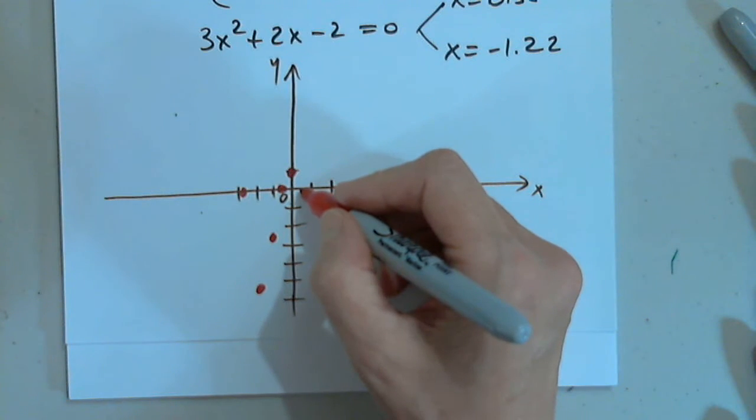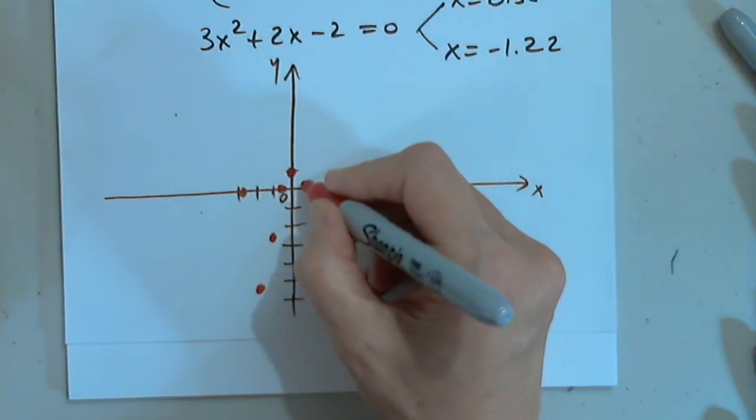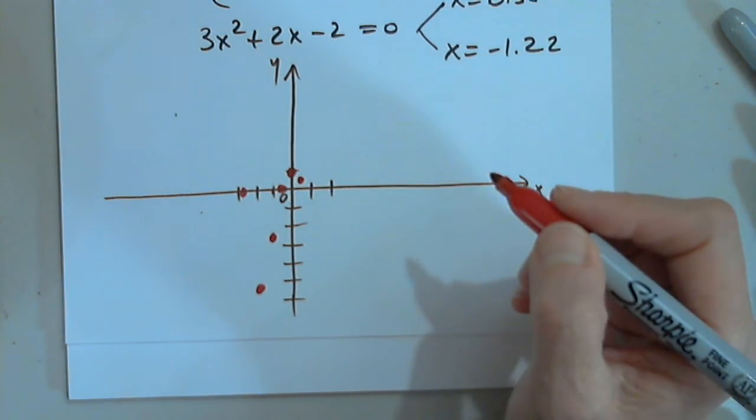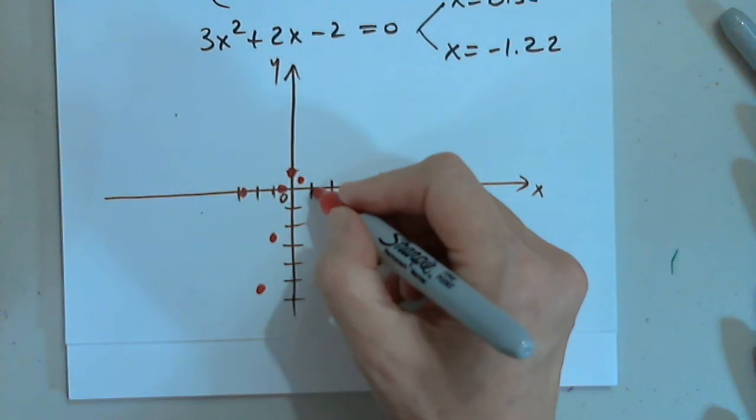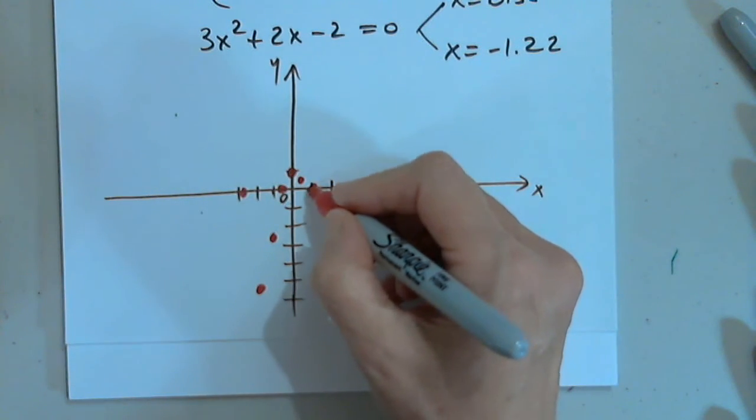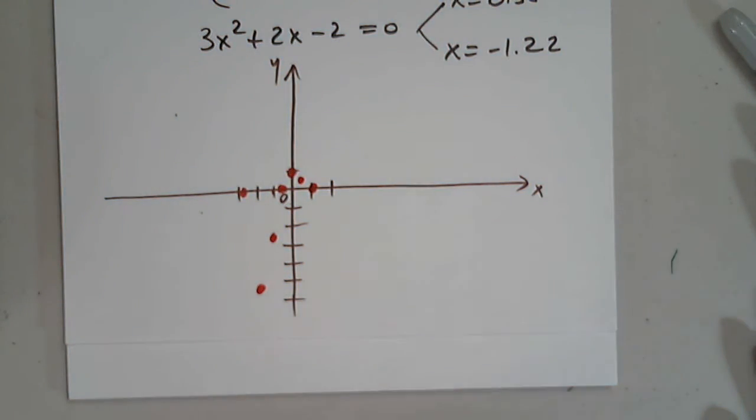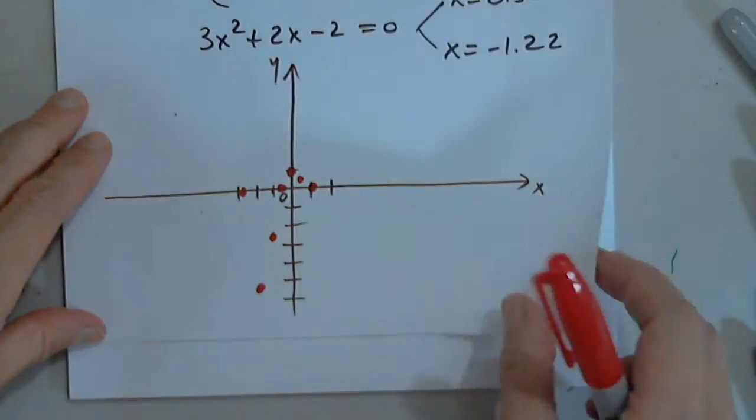0.55, it's going up to 2.3. 0.55 to 2.3. Hard to present. And then 1, 0. So I have all the points, and now we're ready.